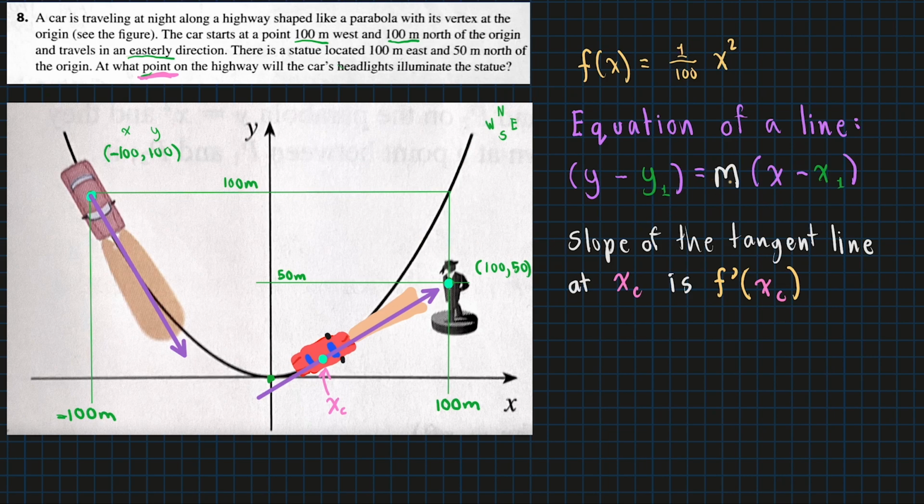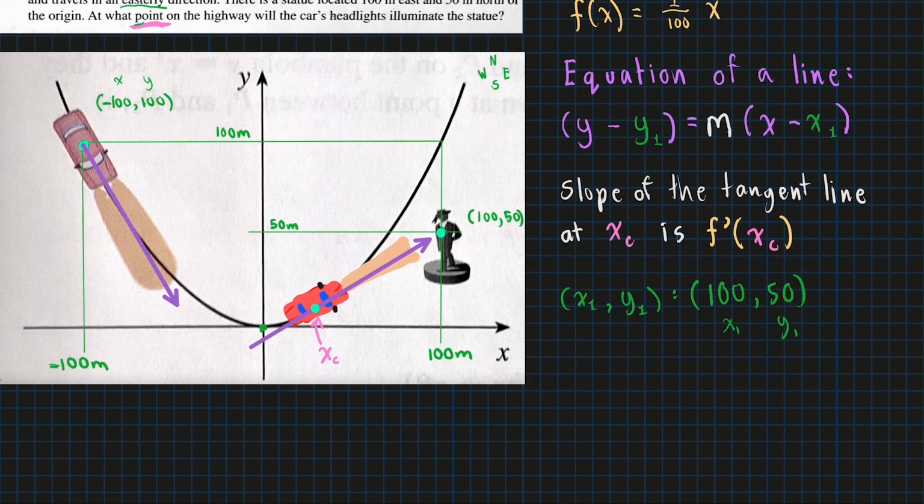So we need our slope, which we'll get through taking the derivative of f of x, which is this expression right here. And we need one point. So I think one point that we could use for x1 comma y1 has to be a point that's on our tangent line. Well, what's one point that's on our tangent line that we know? Well, it's our statue, right? Because our headlights have to go and hit our statue, and the tangent line represents that path. So we can use the point 100, 50. So 100 will be our x1, and 50 will be our y1.